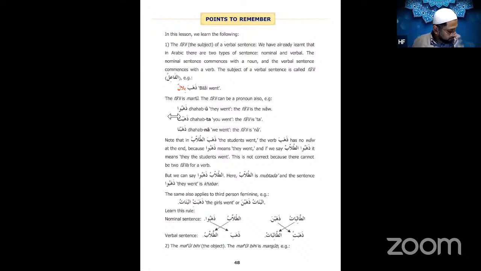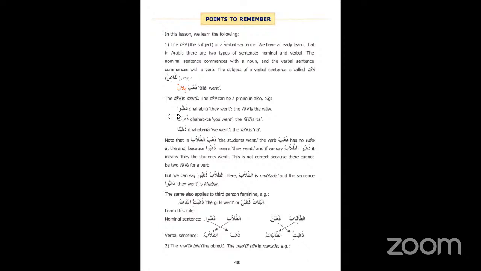Bismillah. In this lesson, we learn the following. The fa'il, the subject of the verbal sentence. We've already learned that in Arabic, there are two types of sentence, nominal and verbal. The nominal sentence commences with a noun, and a verbal sentence commences with a verb. The subject of the verbal sentence is called fa'il. Example, Dhahaba Bilalun, Bilal went. The fa'il is marfu. The fa'il can be a pronoun also. Example, Dhahabu, they went.